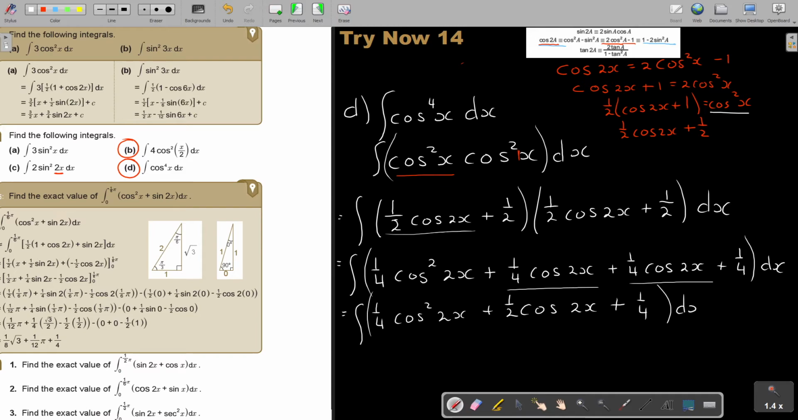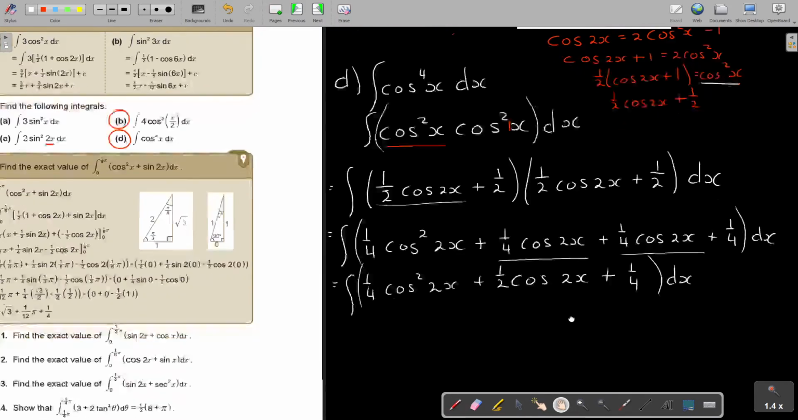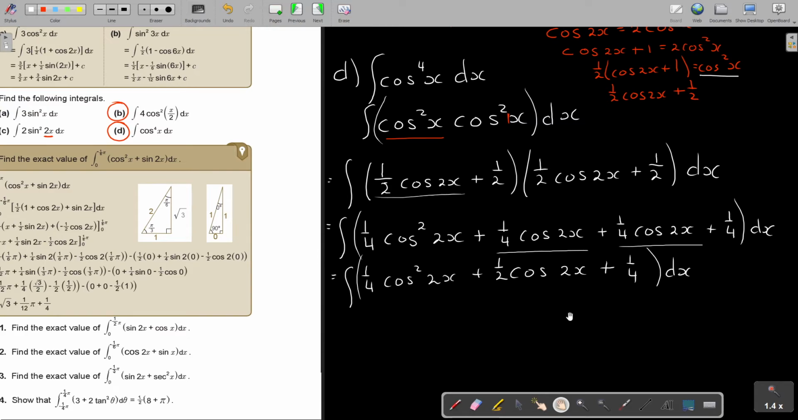And that's 2dx. Okay. And now the problem is this one still. Okay, so if I look here, the problem is this one, due to that cos squared. That is fine, I can integrate that.